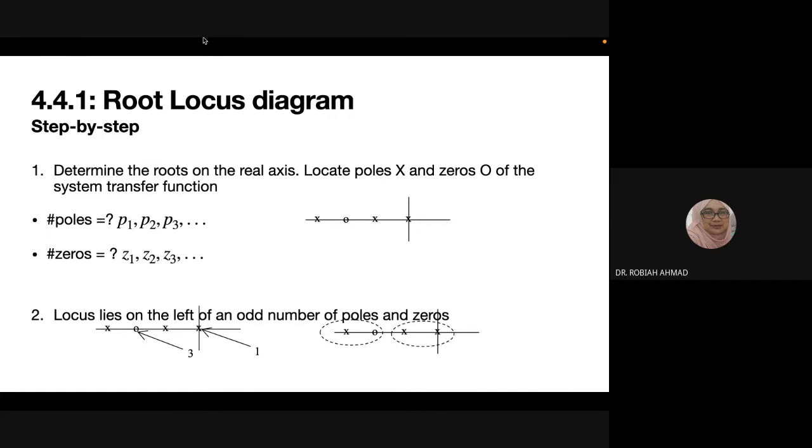Okay, so first, this is the step by step. First, you have to determine the poles and zeros of the open loop transfer function and sketch them on your graph paper. Then, to determine the pattern of the root locus, we look at step 2, which says that the locus lies on the left of an odd number of poles and zeros. Like in this example, we have altogether 4 poles and zeros, so we choose the left of pole number 1 and the zero, which happens to be number 3.